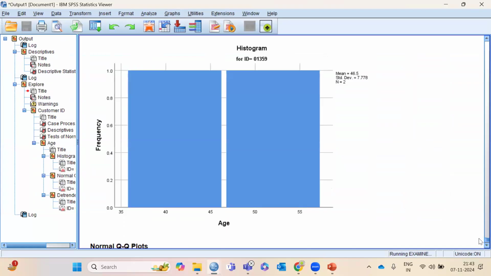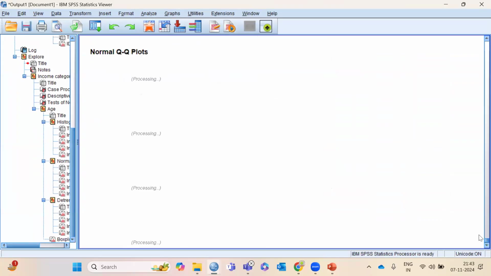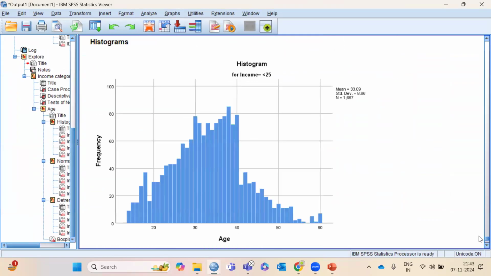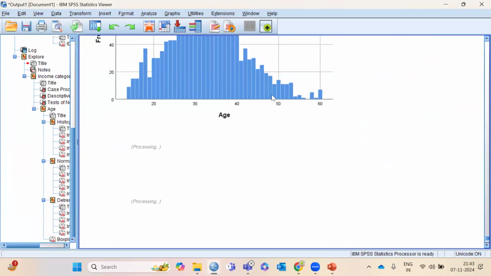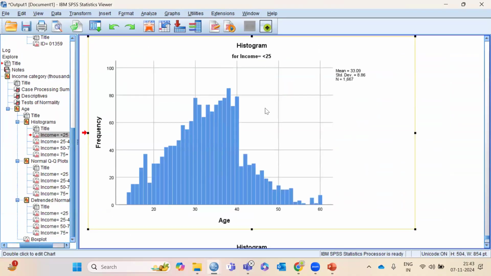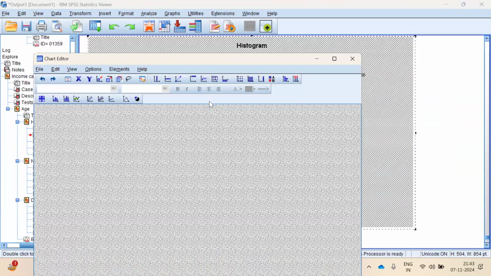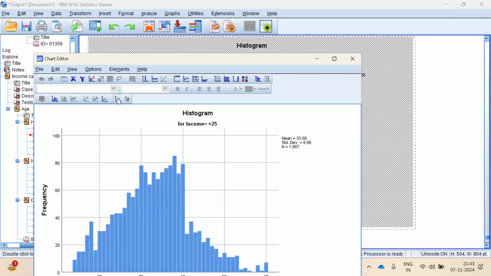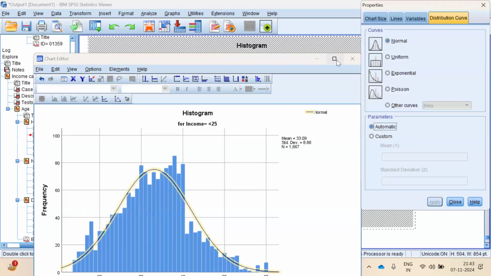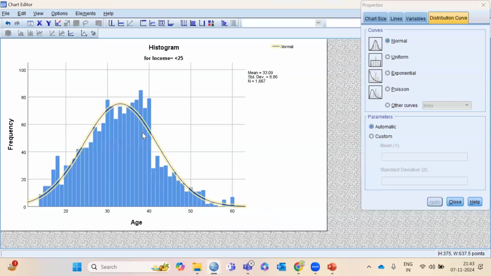So suppose I have taken income category and all these things. Let me show you the normal distribution curve. Okay, I was talking about normal distribution curve. Can you all hear me? Yeah. So you all can see this curve, bell-shaped curve. Is it visible for you guys?